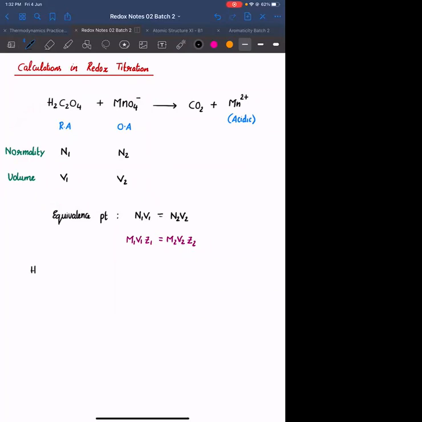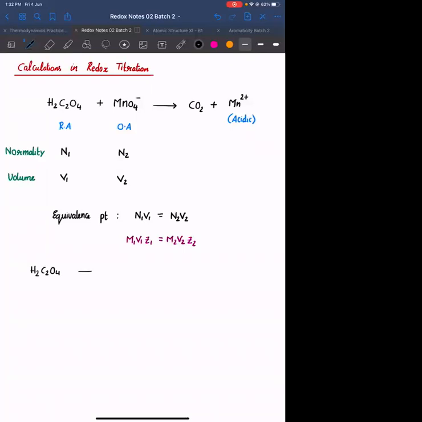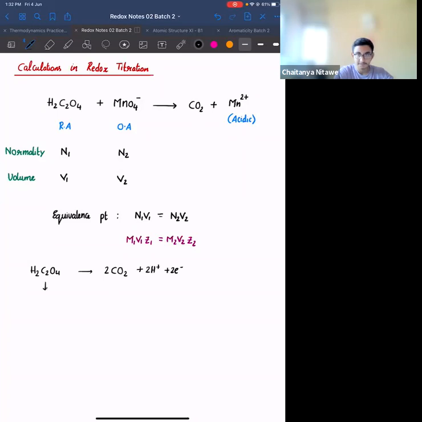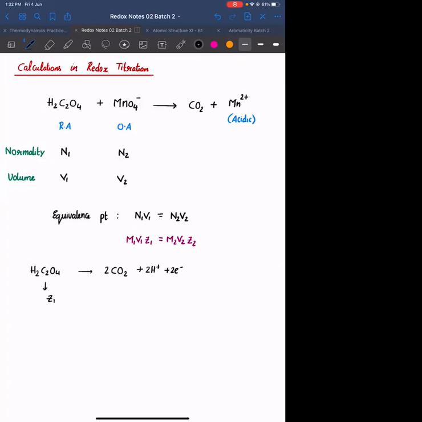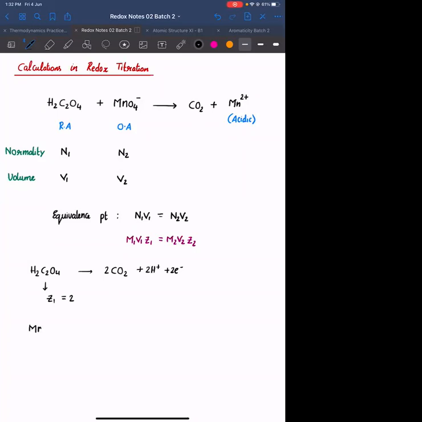H2C2O4 जो है, 2. It is converting into CO2. You need to write this as 2CO2. Instead आपको 2H positive रहेगा. Agreed? Plus 2 electrons. So इसके लिए Z factor Z1 हो गया, तो it will be equal to number of electrons per molecule equal to 2. Okay.